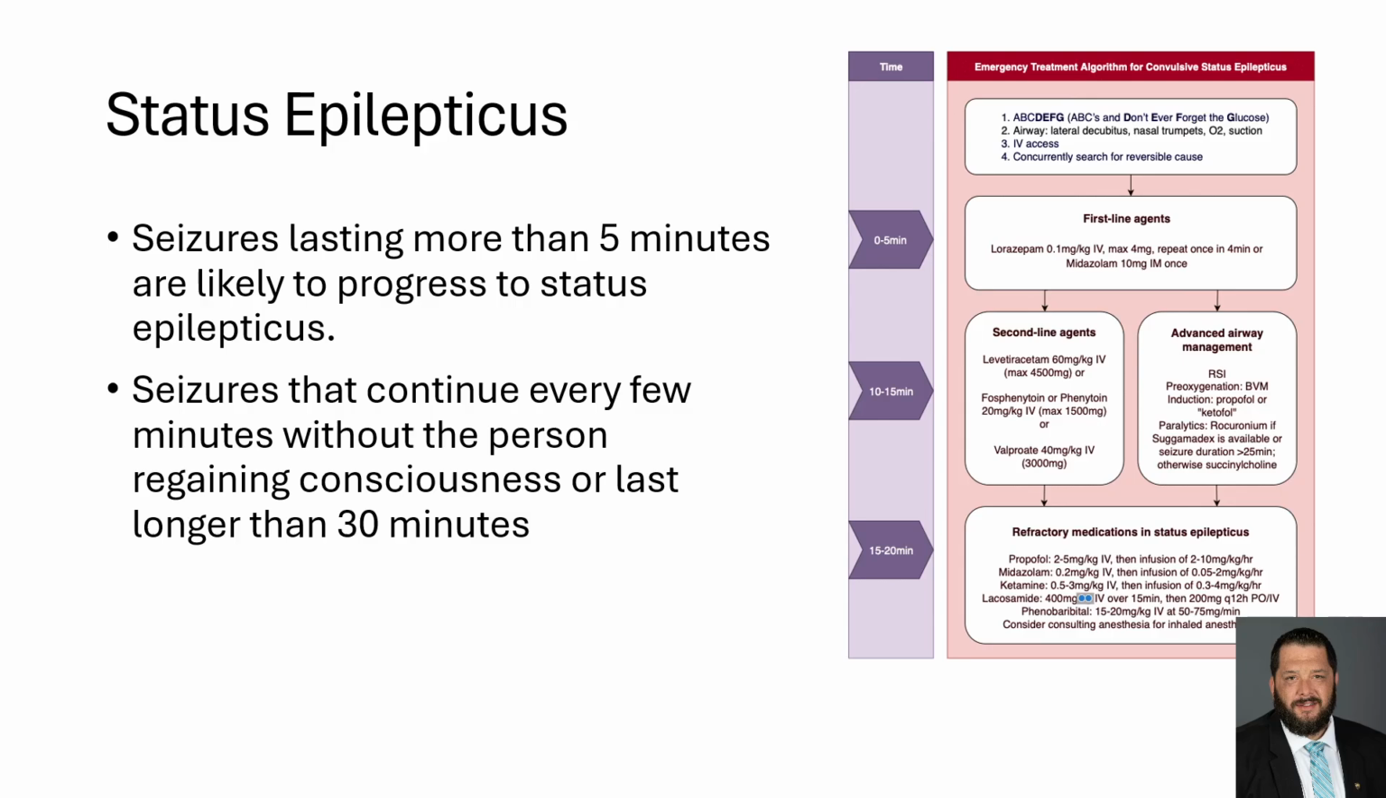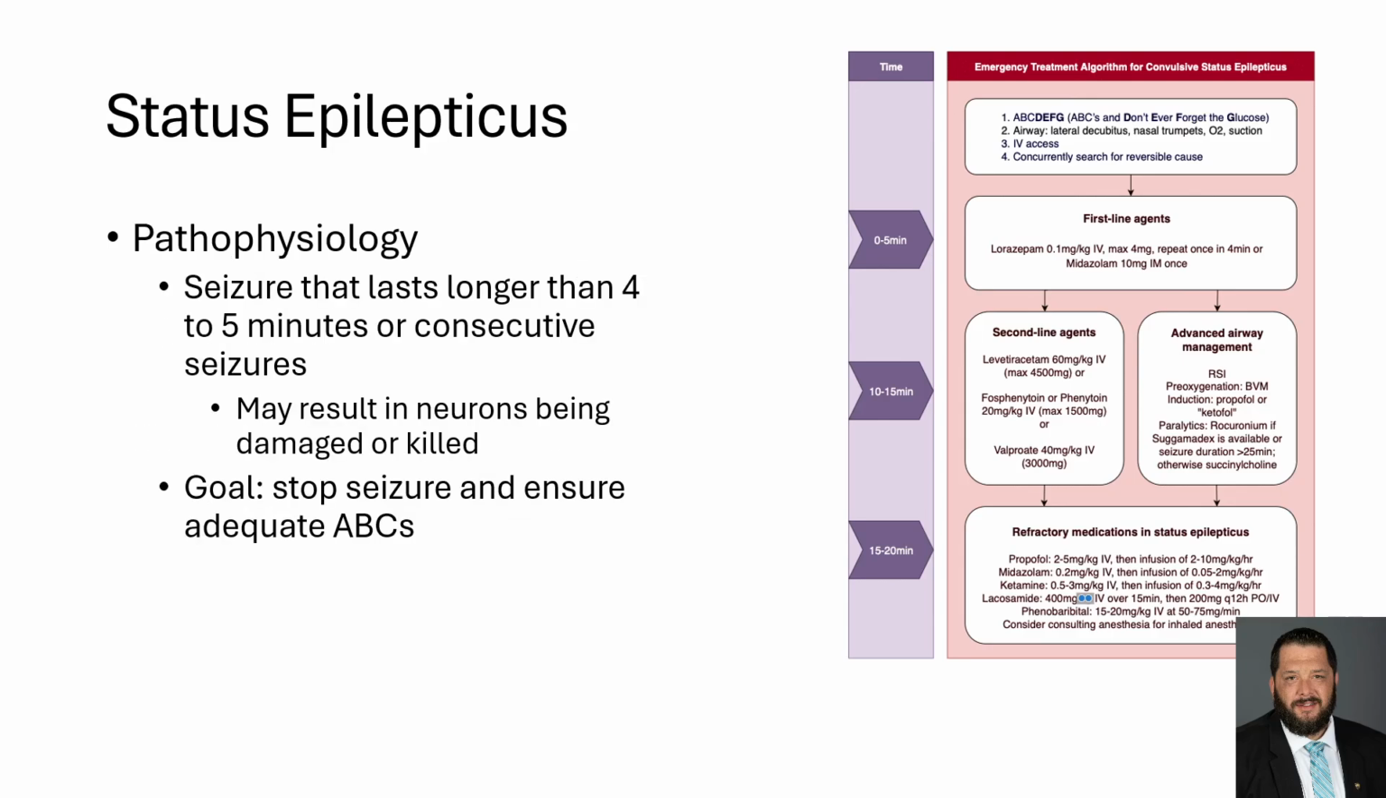As far as the pathophysiology for status epilepticus is concerned, these are seizures that last longer than 4 to 5 minutes, or they may be consecutive seizures with no return to normal cognitive function. And so it may be a tonic-clonic episode or a generalized seizure episode, and they may go 30 seconds and stop and never really become aroused, and then they may move back into that seizure state. The goal for this is to stop the seizure and ensure airway, breathing, and circulation.